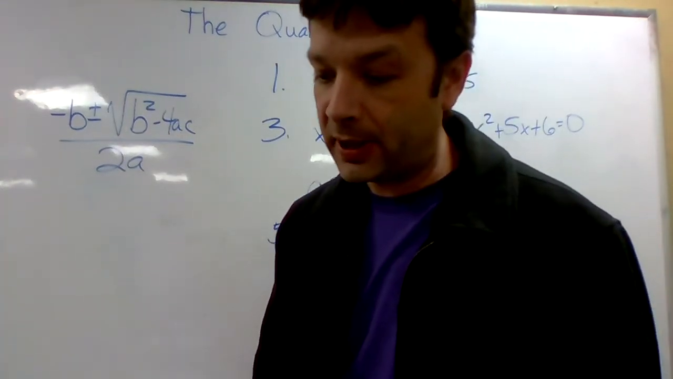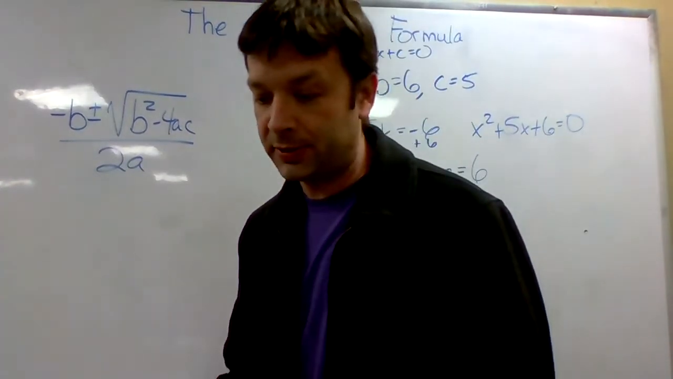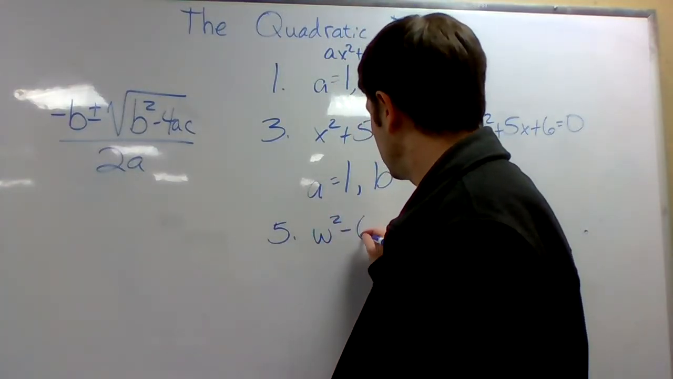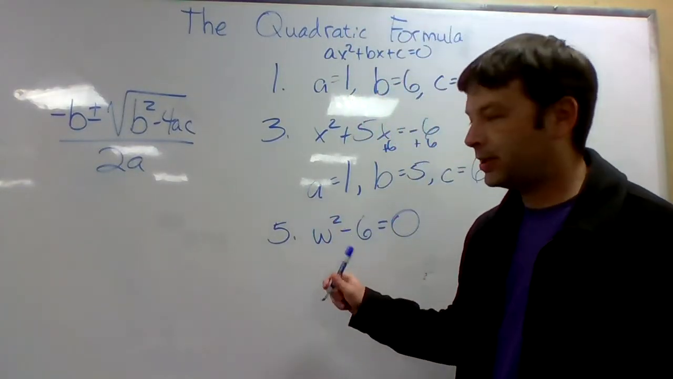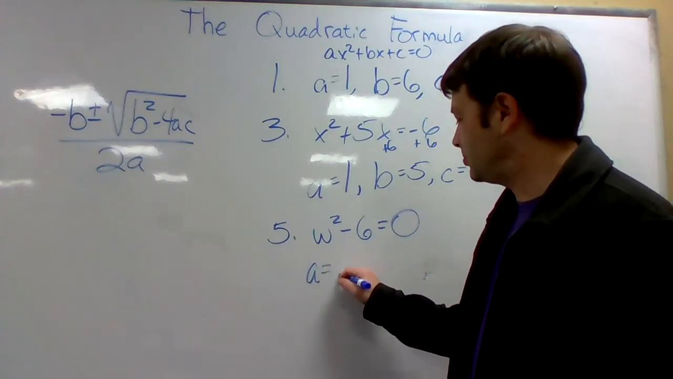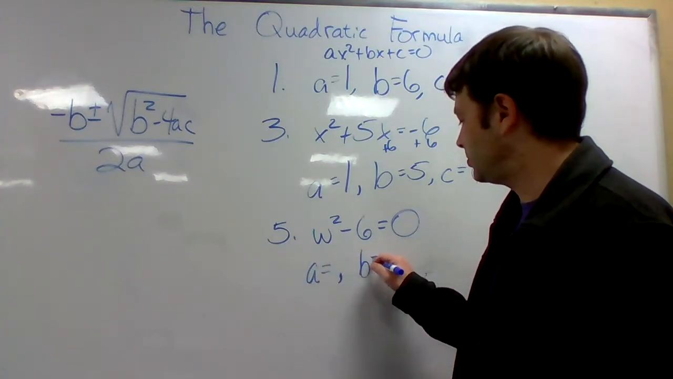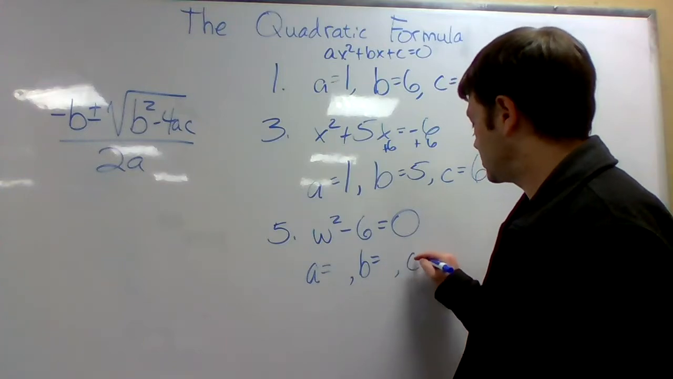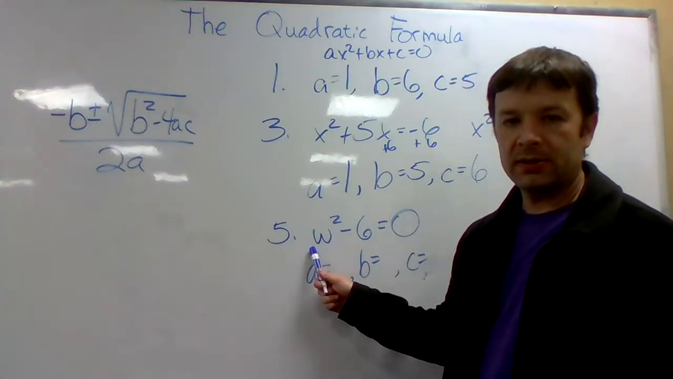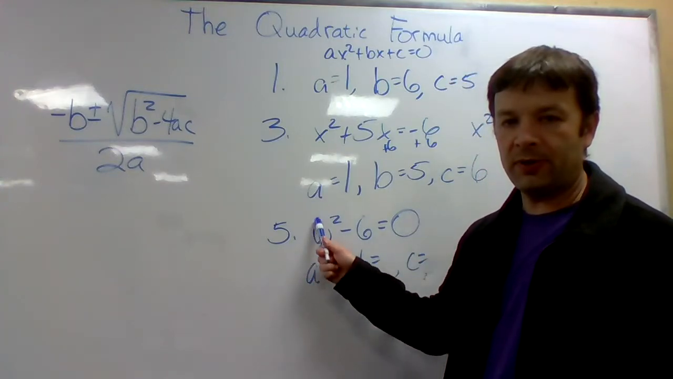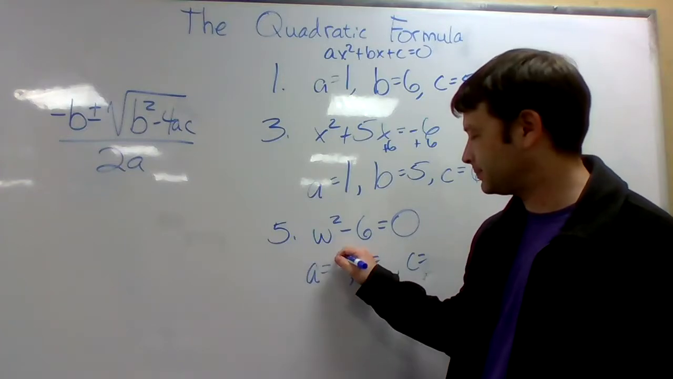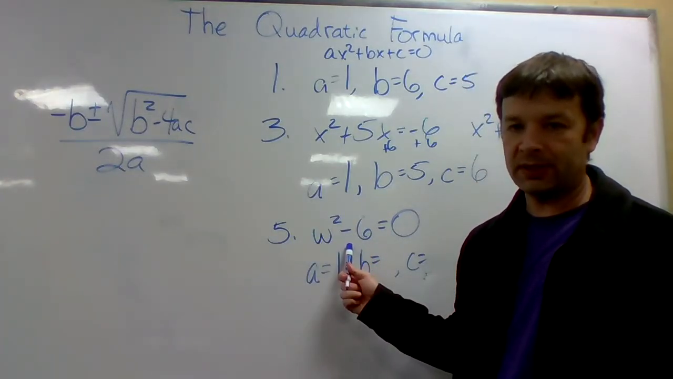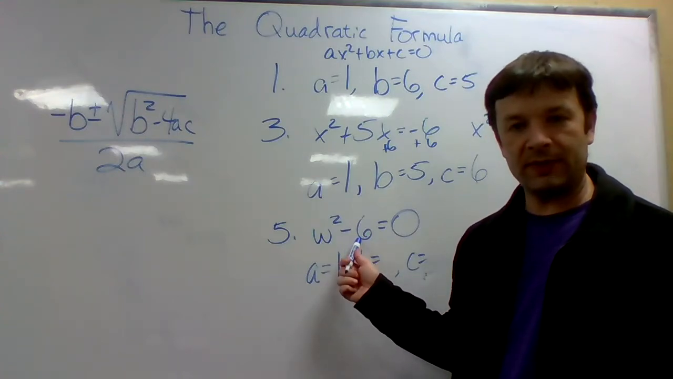All right, number 5. This has another trick we haven't seen. W squared minus 6 equals 0. What is the A value? What is the B value? And what is the C value? Just like 1 and 3, what's the A value? No number there, so there's a 1 right there. What's the B value? Is it negative 6? No, it's not negative 6.